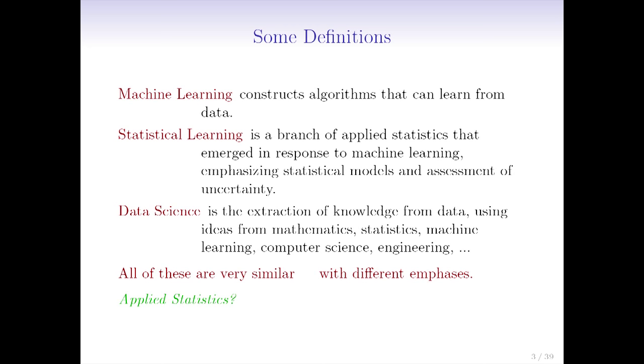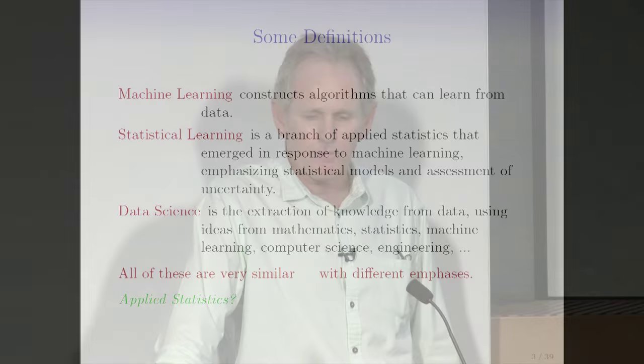But they're all rather similar with different emphases. And then, of course, there's applied statistics, which has been around for a long time. And I've been an applied statistician my whole life. Statisticians have always had to deal with data. And as computers got bigger and faster and the ability to collect data got easier, we had to deal with bigger data all the time. So at Bell Labs, there's no question that we were dealing with big data. We had tons of data coming in from various sources. We had to deal with it. So in a sense, applied statisticians have been doing this all the time.